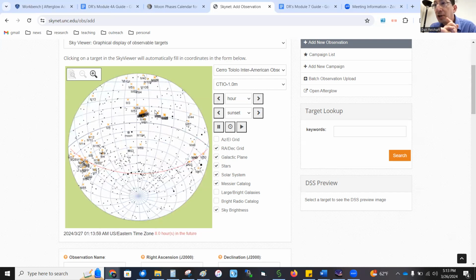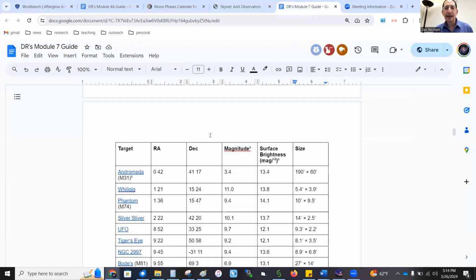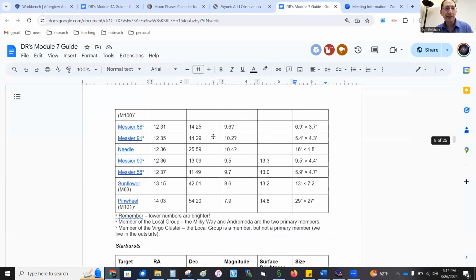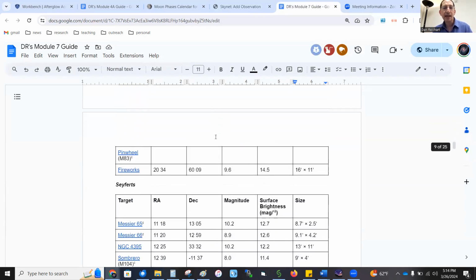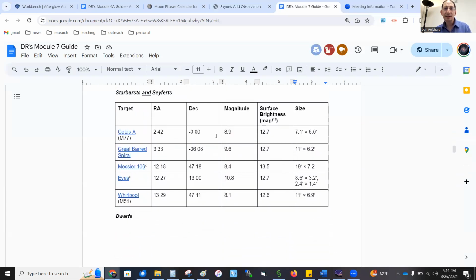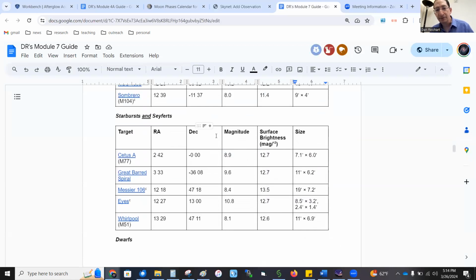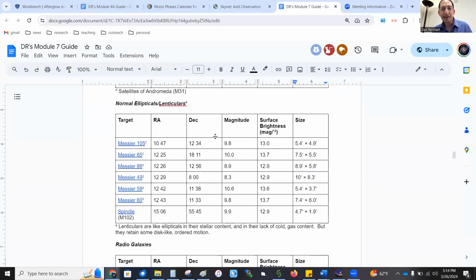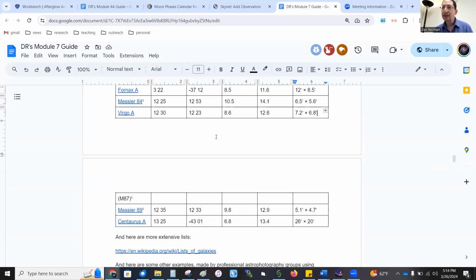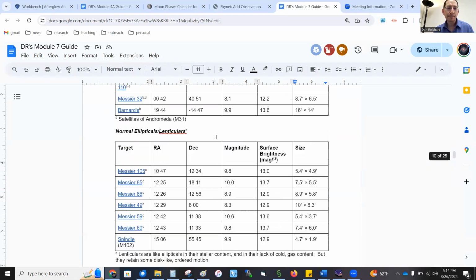Okay, so you're about to pick your galaxy targets, and here's the Module 7 guide, and you go down a few pages, and you see we have a list of normal spiral galaxies, starburst galaxies, and Seyferts. And I'll explain what all these are in just a second. And these galaxies are both starbursts and Seyferts. We have some dwarf galaxies, ellipticals and lenticulars, and radio galaxies, which are pretty exciting. So different types of galaxies.